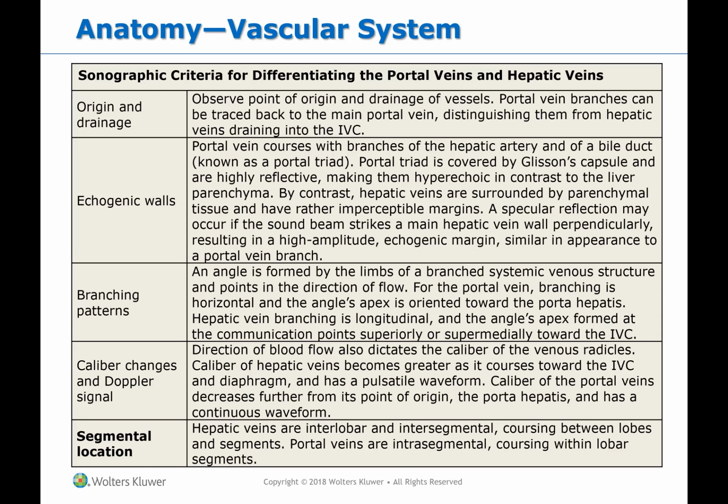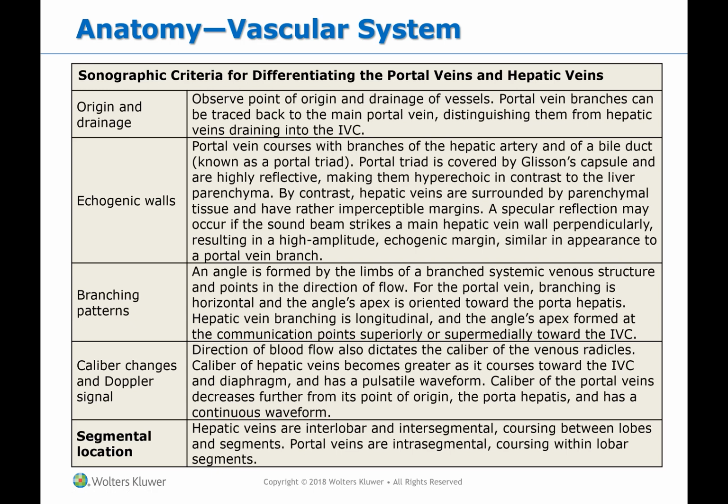By contrast, hepatic veins are surrounded by parenchymal tissue and have rather imperceptible margins. So you won't see that echogenic wall with the hepatic veins. Portal vein branches can be traced back to the main portal vein. Hepatic veins can be traced back to the IVC.